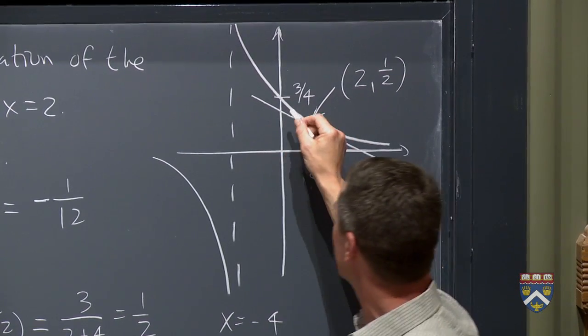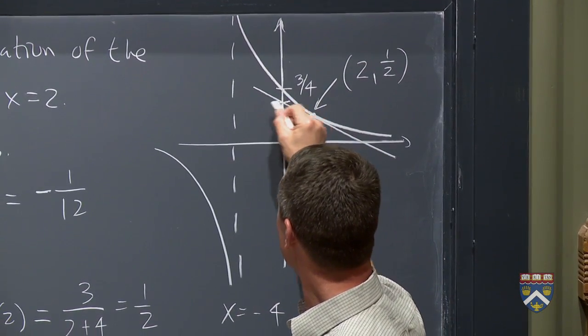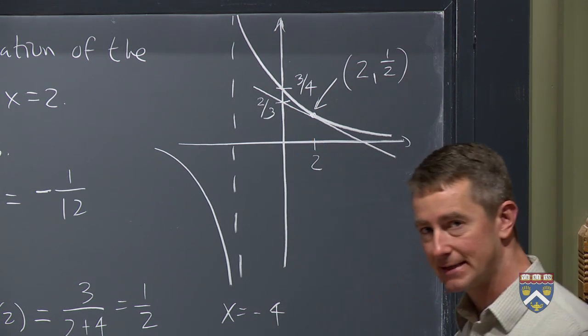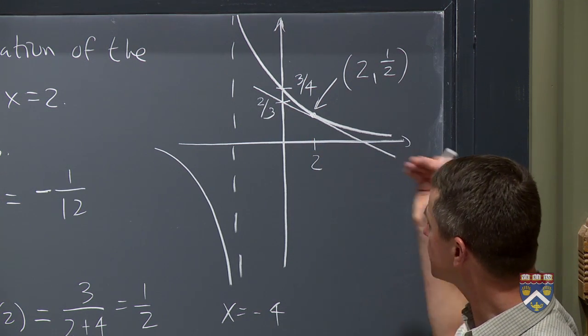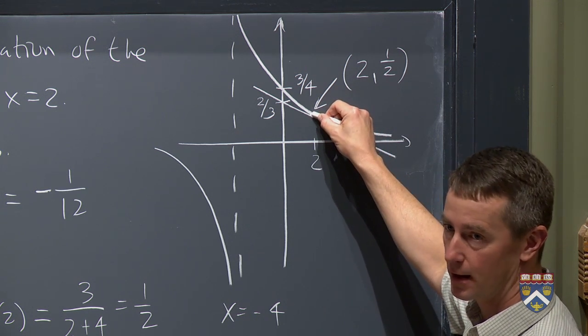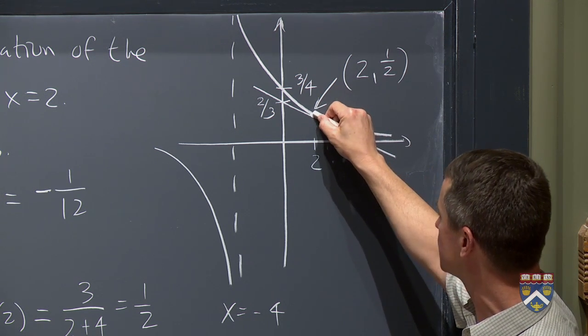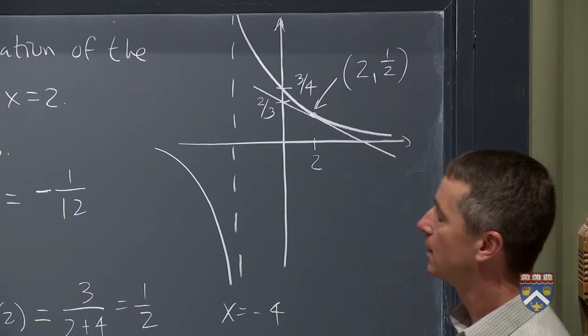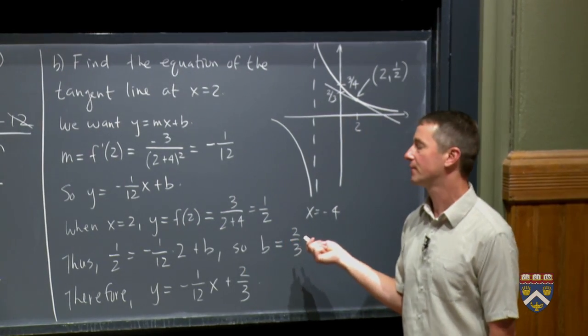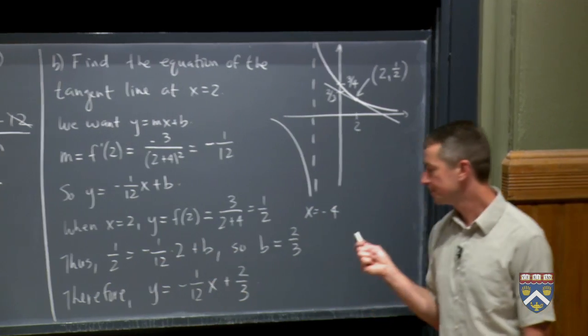This is the y-intercept we are looking for, which we figured out to be 2/3. And the way that we did that, again, we knew the slope, we knew the x value here was 2, but we didn't know the y value here. In order to find the y value, which we figured out to be 1/2, we plugged 2 into the original function f of x, and we got 1/2. And then we used that for our y value.